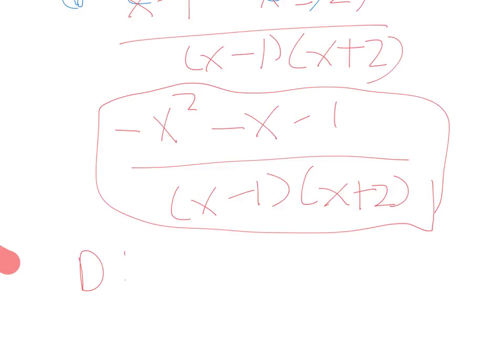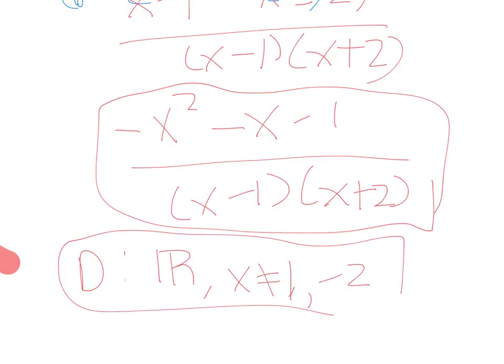And once again, the domain would be all real numbers, except that x cannot equal positive 1 or negative 2, for the same reason as in part A.